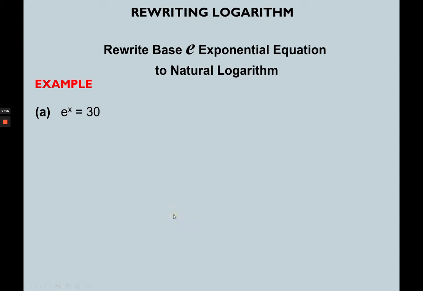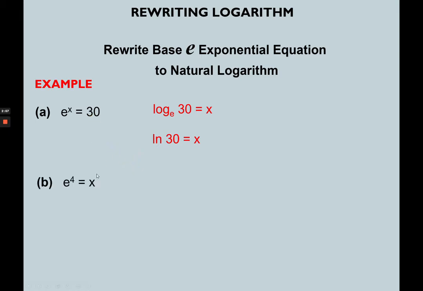Now, how do we rewrite a base e exponential equation to a natural logarithm? Here is your example. If you are given e raised to x is equal to 30, you write it in logarithmic form as logarithm base e of 30 is equal to x. x becomes the exponent, so it goes on the right side of the equation. And remember, logarithm base e is simply written as ln. So you have ln of 30 is equal to x as the natural logarithmic form of the exponential form e raised to x is equal to 30.